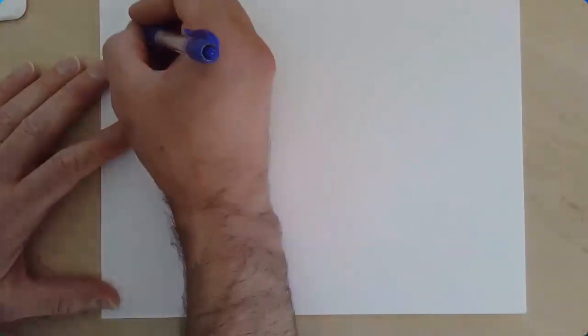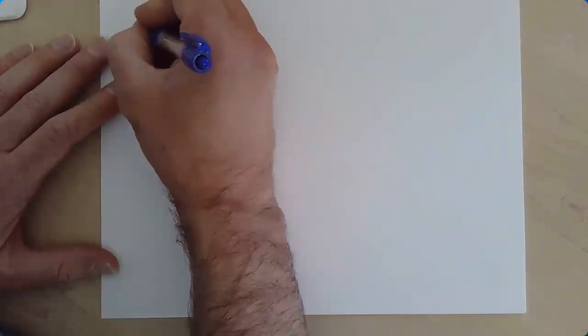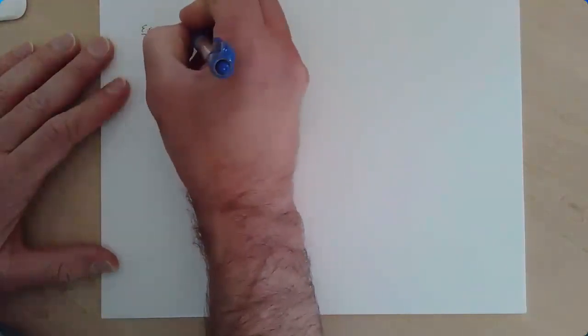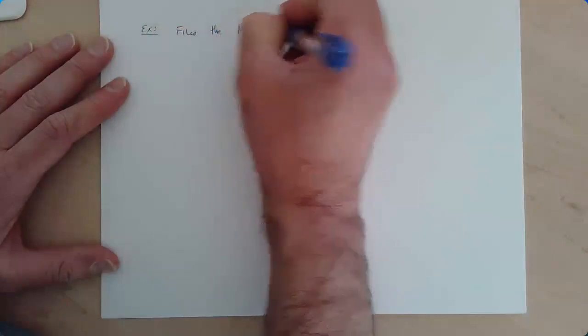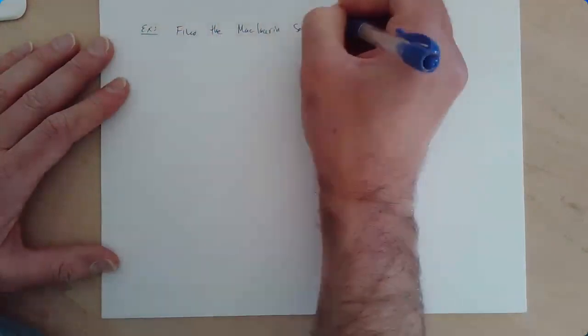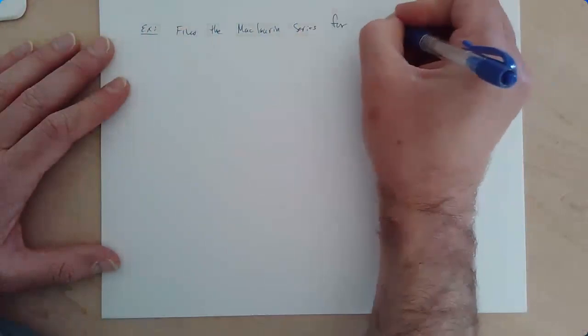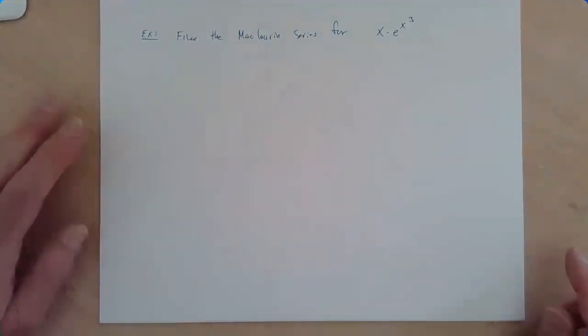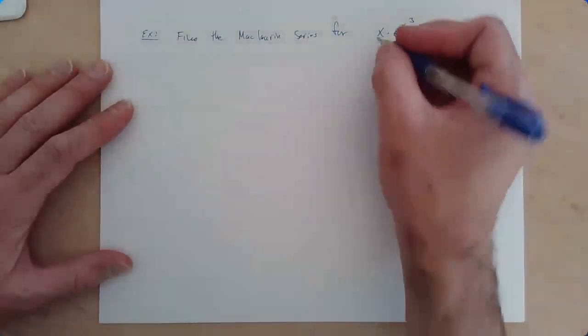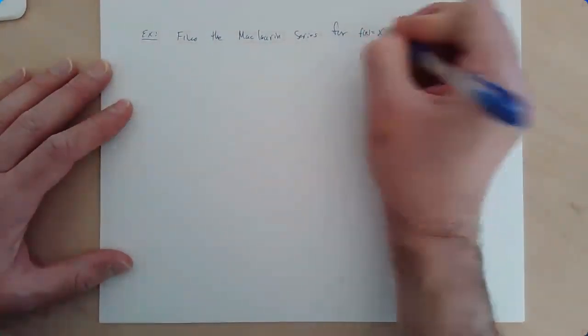So here's why we want to memorize things like e to the x, or sine of x and cosine of x, which we'll talk about in just a second. If someone said find the Maclaurin series for x times e to the x cubed, for f of x equal to x times e to the x cubed.